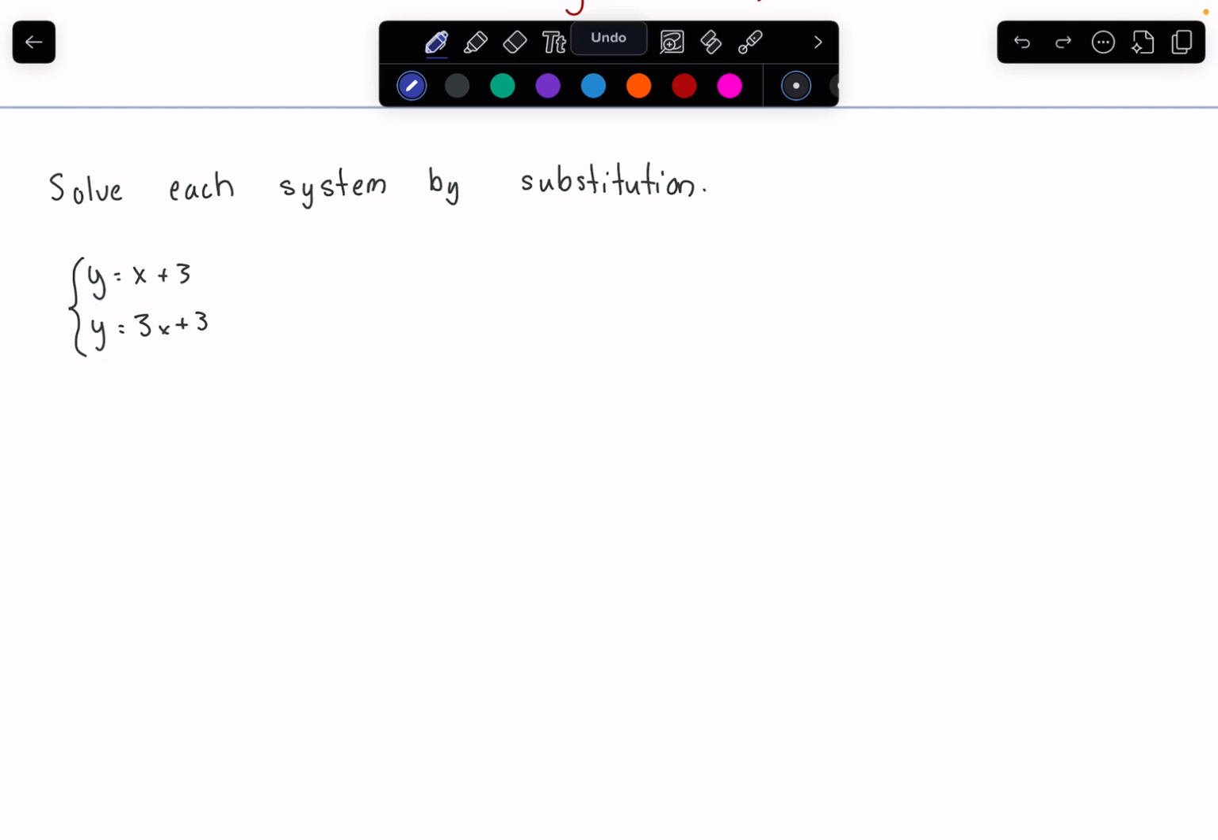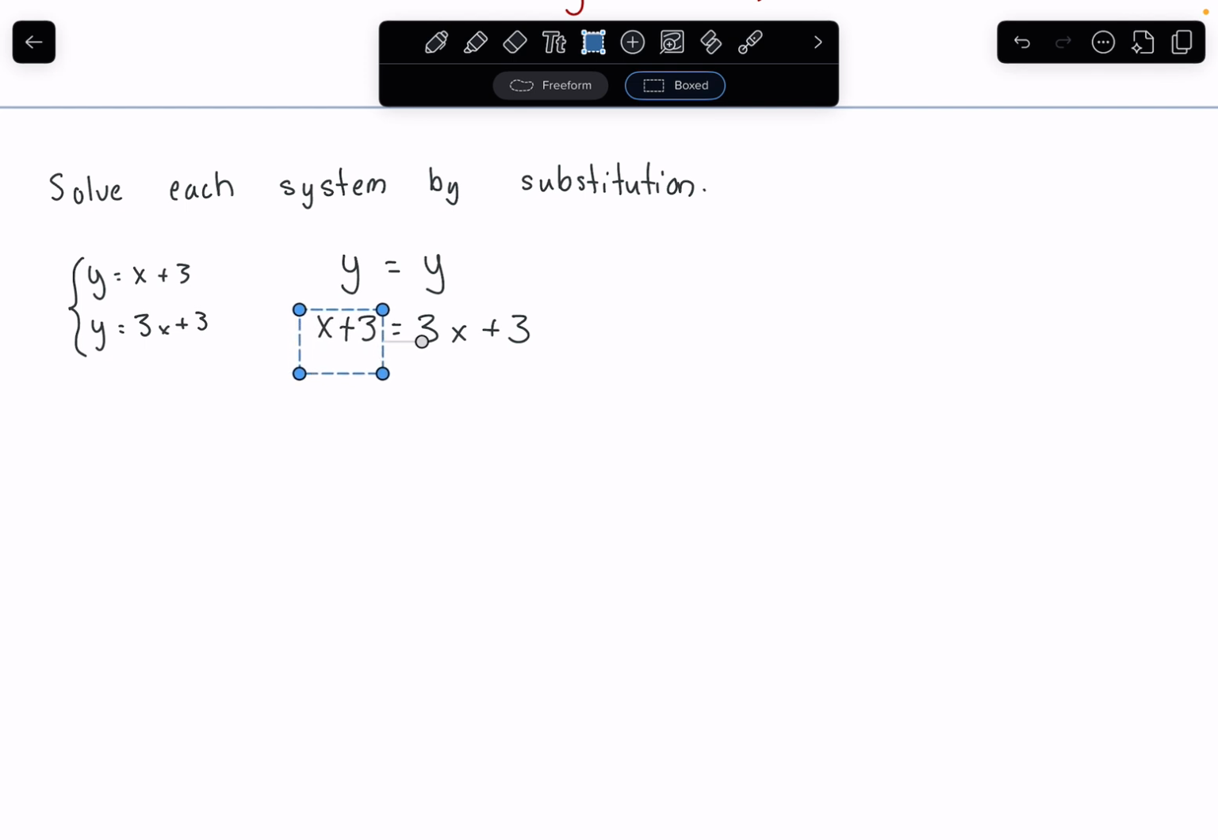Now, because both of these things over here are equal to y, they also have to be equal to each other. Because they're both equal to y and therefore equal to each other, we could say x plus 3 is equal to 3x plus 3, right? Once we have that set up, that's actually the hard part out of the way. We just have to solve this equation.